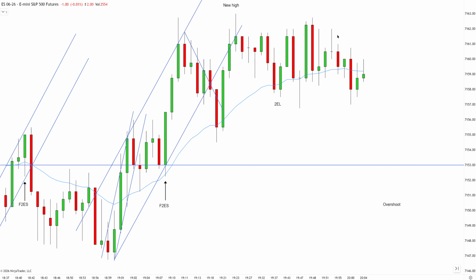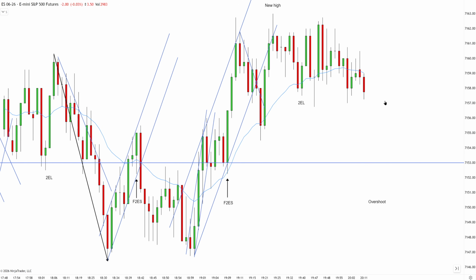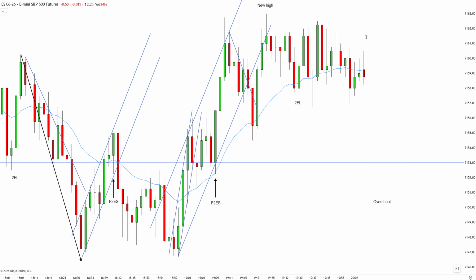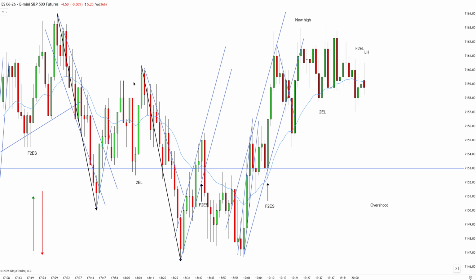We have a new high, first entry long, second entry long failure. There is no break below this bar. And now we have a lower high confirming the failed second entry long. And this is actually not such a bad trade because it's an uptrend with the break to a new high.